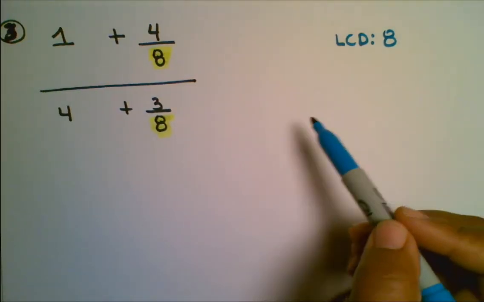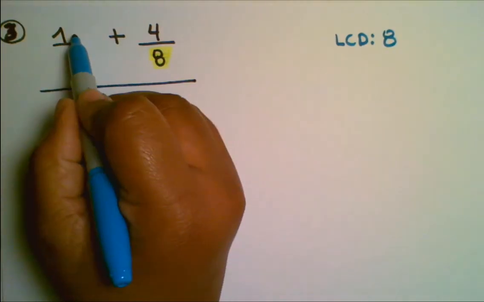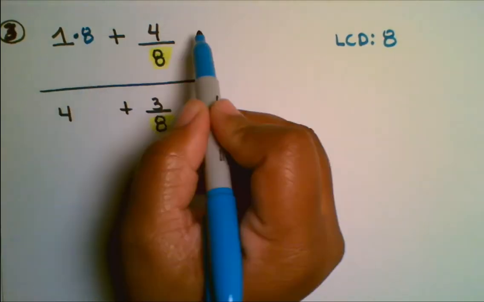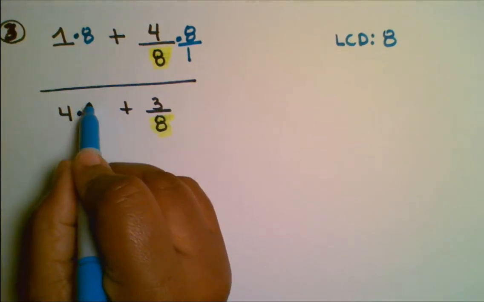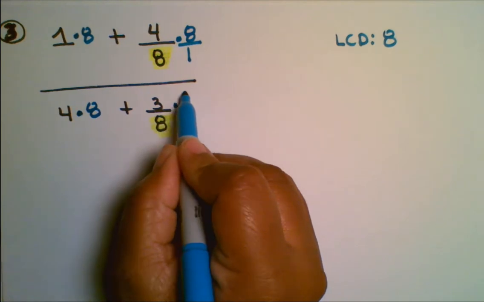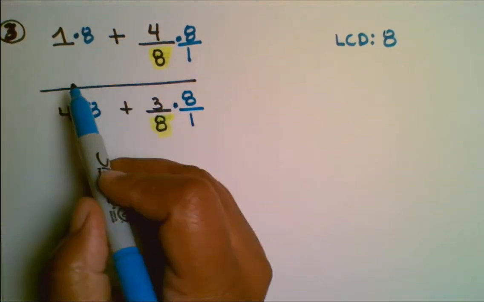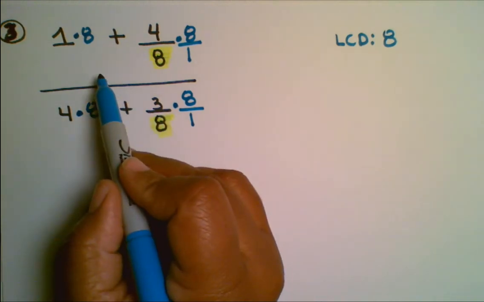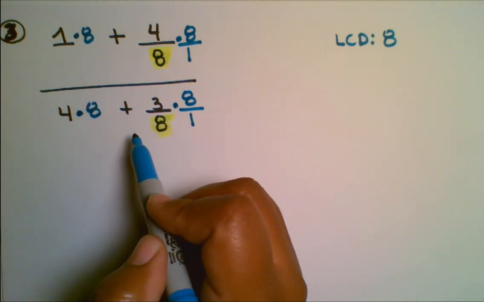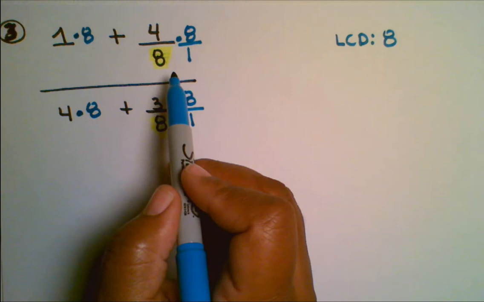So we're going to take this LCD of 8 and we're going to multiply it to every term we see in the numerator and the denominator. So I should see 8 being applied 4 times, twice in the numerator, twice in the denominator. And then we're going to simplify each fraction.